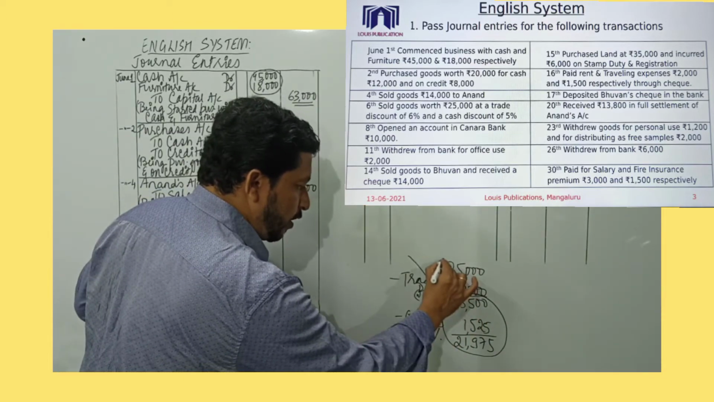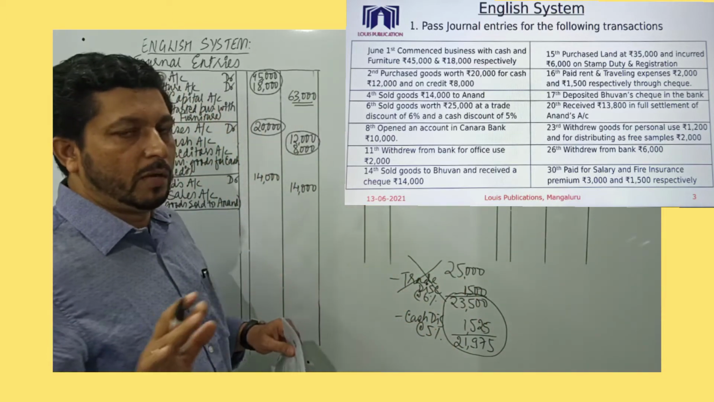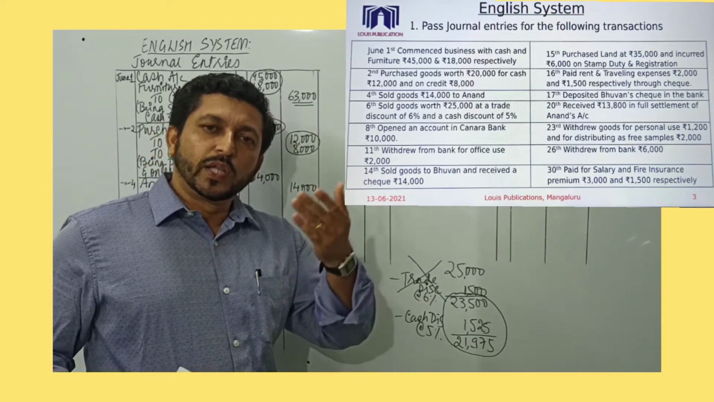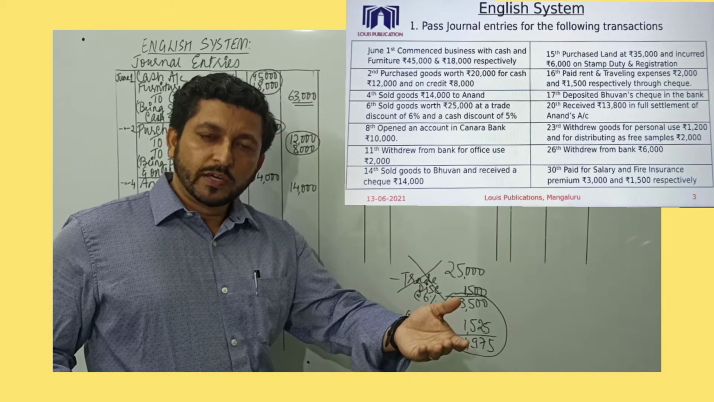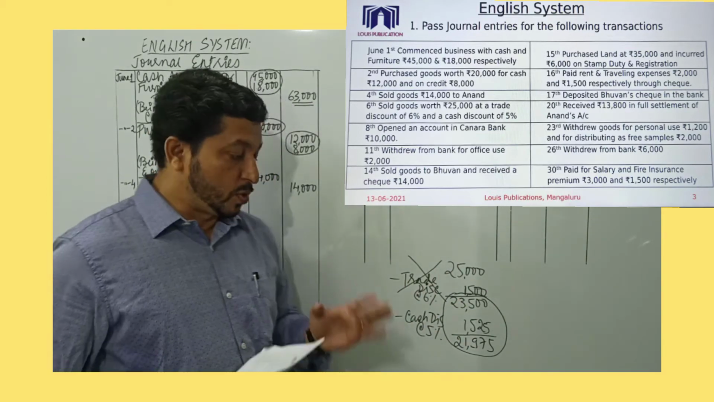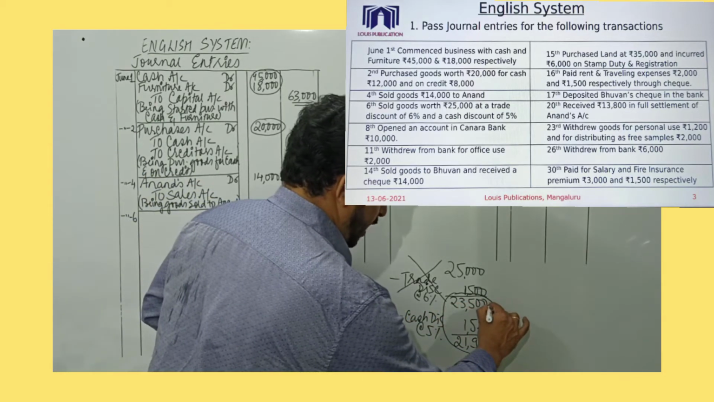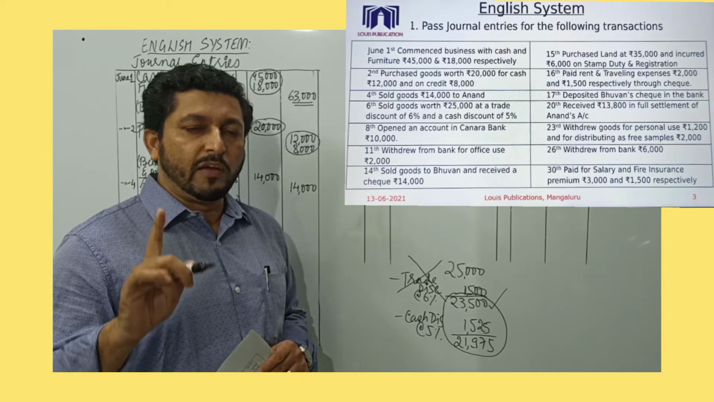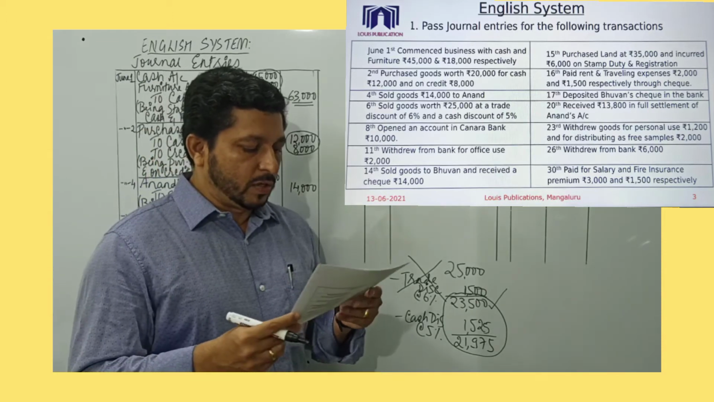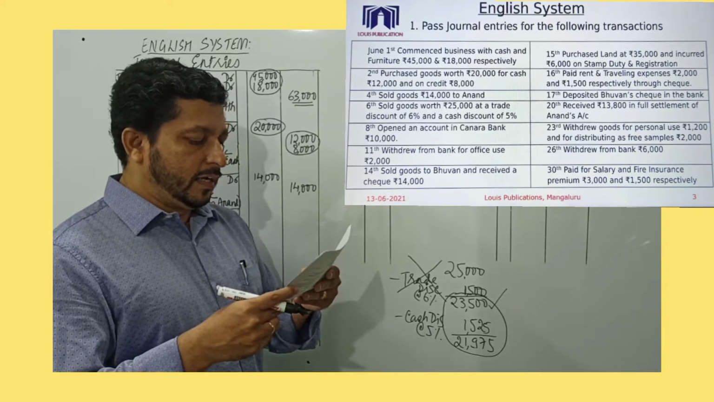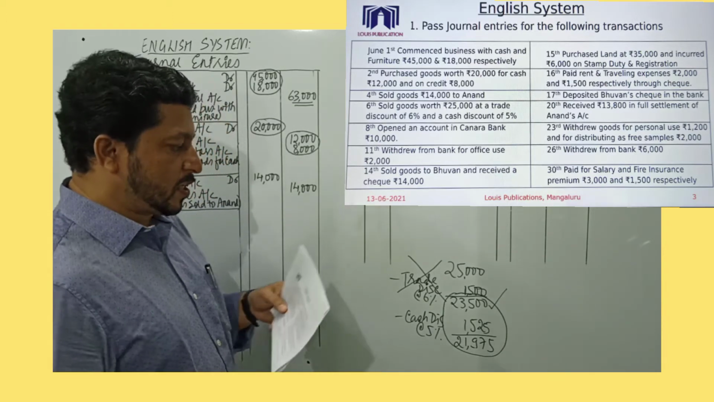Trade discount will not find a place in our accounting books at all. Remember this. Trade discount is given so that the business sells more. Cash discount is given so that the business collects the money at the earliest. So understand this. So transaction value will be only 23,500 rupees and not 25,000. Okay, let's go back to the transaction. So sold goods worth rupees 25,000 at a trade discount of 6%, cash discount of 5%.